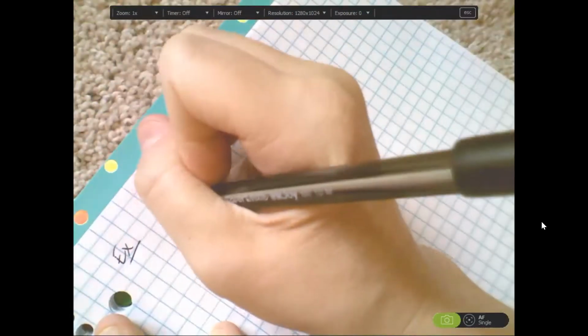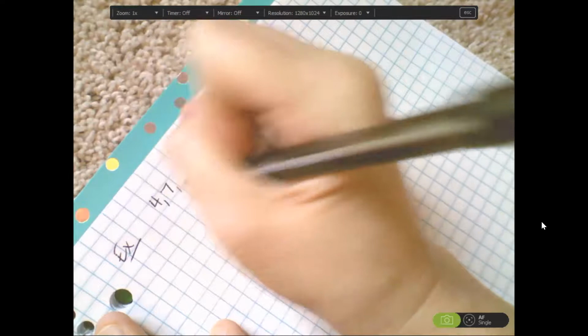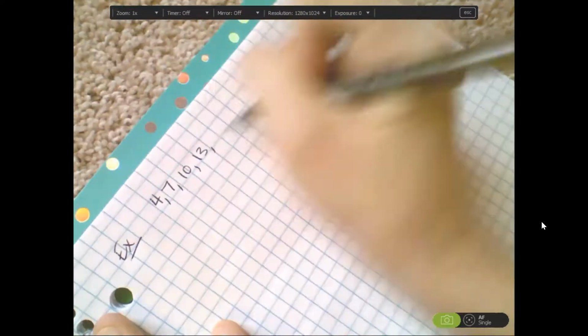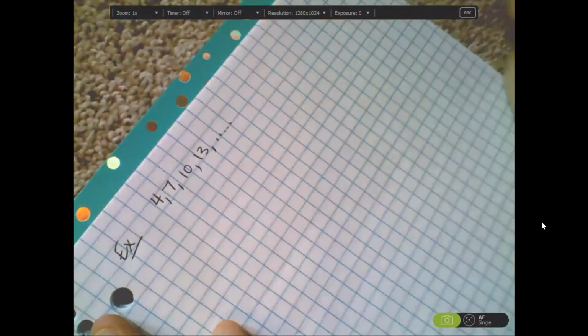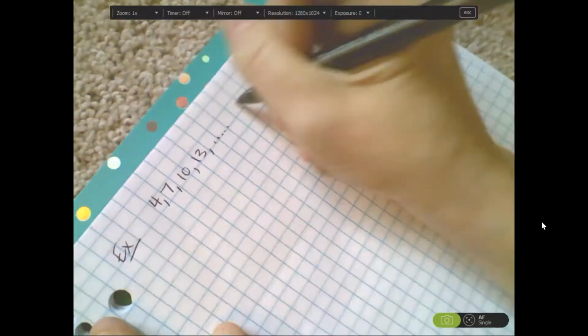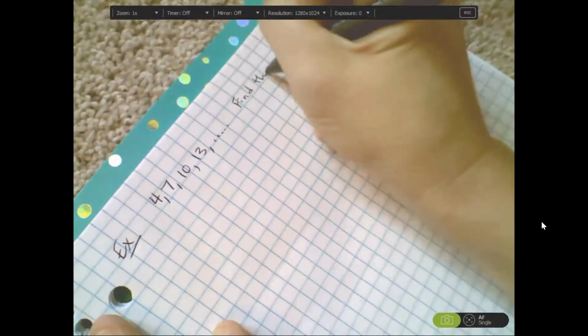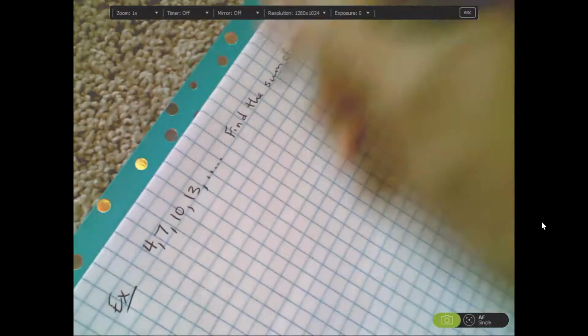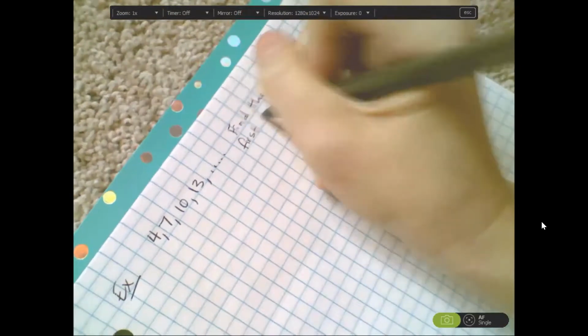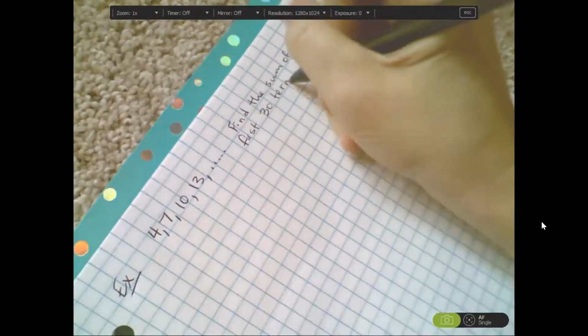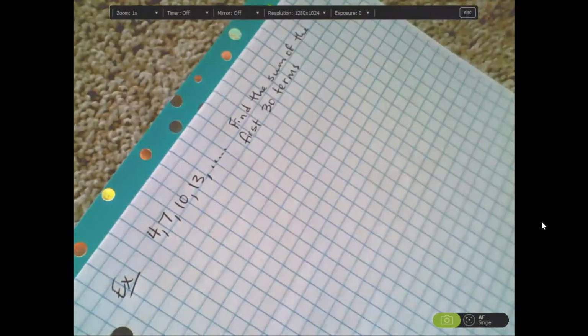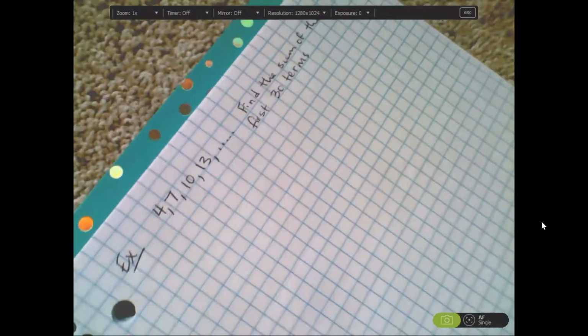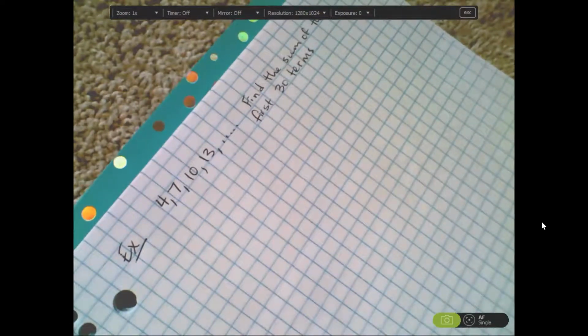So let's say we have 4, 7, 10, 13, and so on. And we want to find the sum of the first 30 terms. So they only give us the first 4 though. We don't know what the last one is going to be.